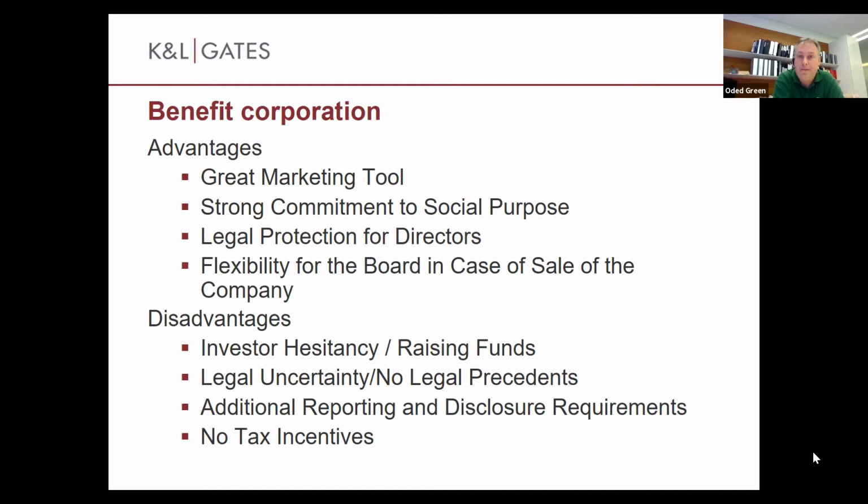So Oded, we have a question in chat. Sure. How do you define public benefit? Is, for example, developing a free-to-use search engine like Google a public benefit?